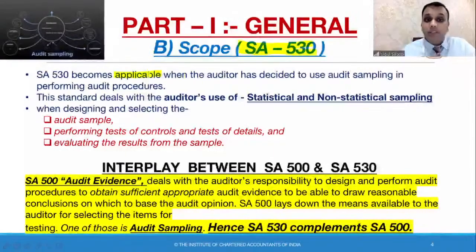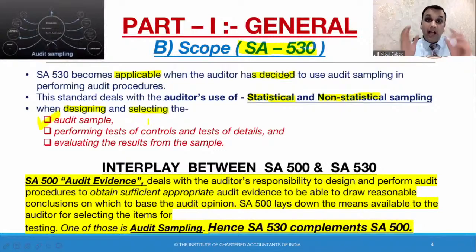So, SA 530 becomes applicable when the auditor has decided to use audit sampling in performing his audit procedure. This is one of the audit techniques or methods which he can use while carrying out his audit work. And this particular standard deals with the auditor's use of statistical and non-statistical sampling. When does he use the standard? While designing and selecting the audit sample.